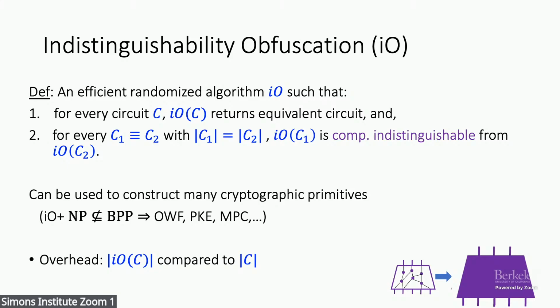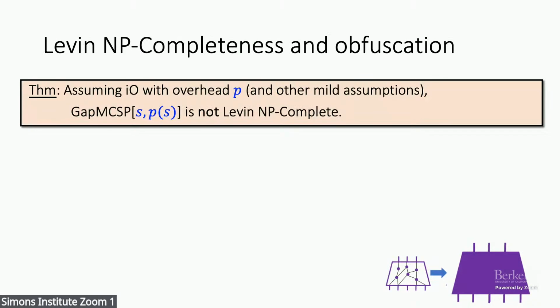The ratio, the relationship between the size of the circuit that the iO outputs and the original circuit. So you're assuming there is an iO with low overhead. I will talk about the overhead. The overhead is at most polynomial. And the result is going to be that if you have iO with overhead p for some polynomial p, gap MCSP with the same gap is not Levin NP-complete. So this is actually what we prove.